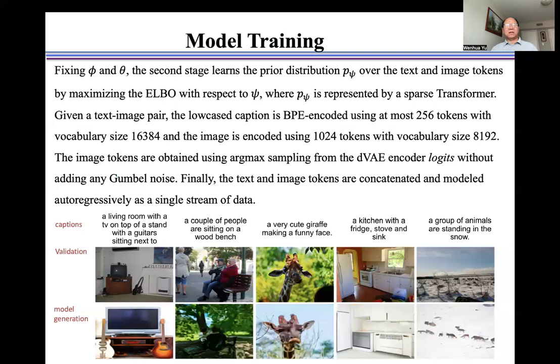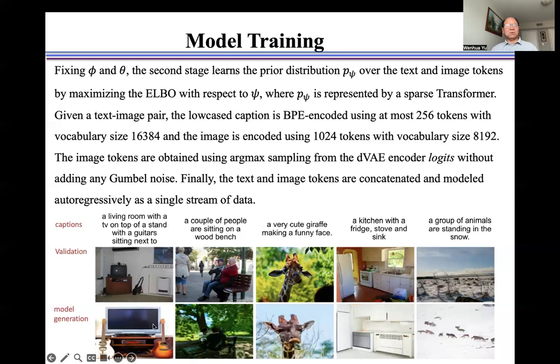Given a text-image pair, the caption is byte pair encoded using at most 256 tokens with vocabulary size 16,384. And the image is encoded using 1,024 tokens with vocabulary size 8,192. The image tokens are obtained using argmax sampling from the discrete VAE encoder logits without adding any Gumbel noise. Finally, the text and image tokens are concatenated and modeled autoregressively as a single stream of data.